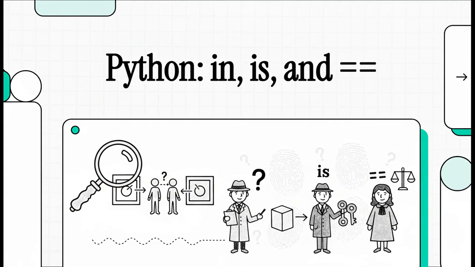In Python, asking if two things are the same is actually not as simple as it sounds. It turns out Python has a few different tools for the job, and you can think of them like detectives, each with a very specific way of looking at the evidence. So let's dive in and figure out what in, is, and equals are really asking.